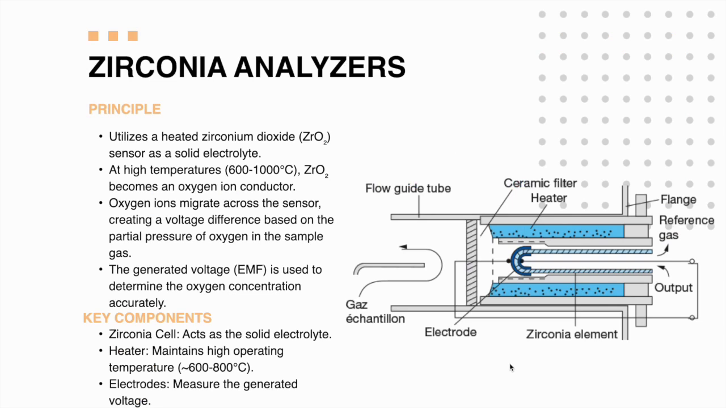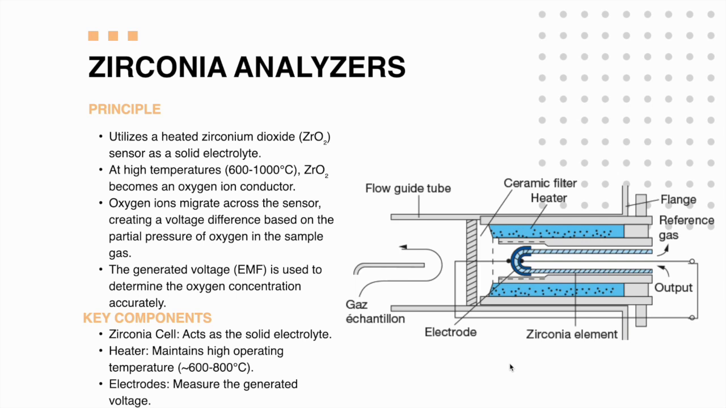So now moving on to the zirconia analyzers. It is based on the principle that it utilizes a heated zirconium dioxide sensor as a solid electrolyte. At a high temperature of about 600 to 1000 degrees Celsius, zirconium dioxide becomes an oxygen ion conductor. Oxygen ions migrate across the sensor, creating a voltage difference based on the partial pressure of oxygen in the sample gas. The generated voltage, EMF, is used to determine the oxygen concentration accurately.